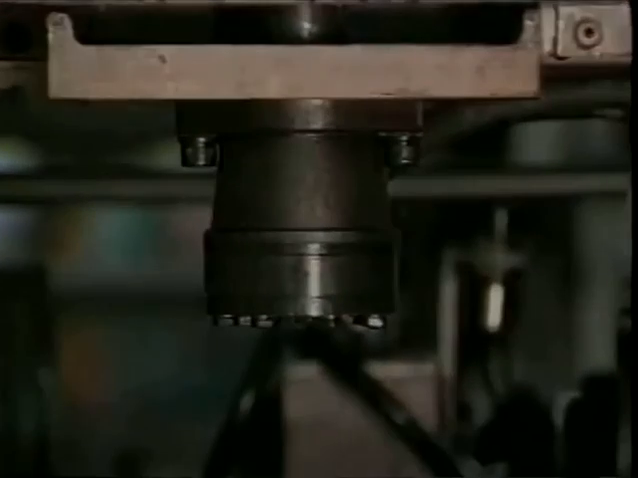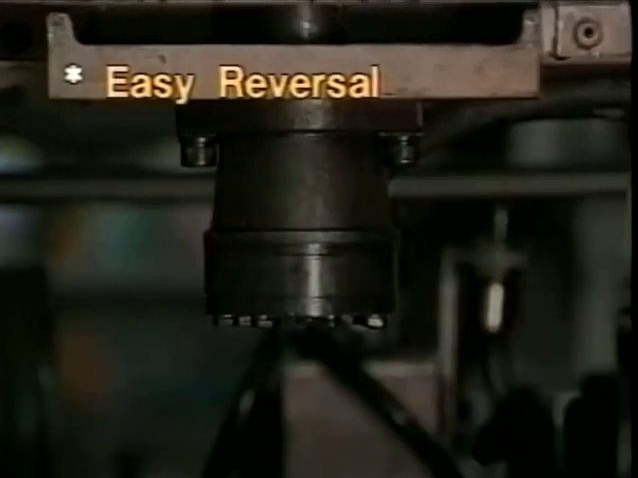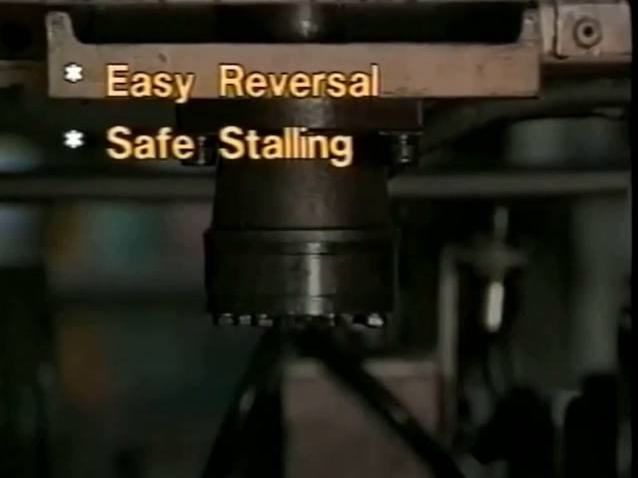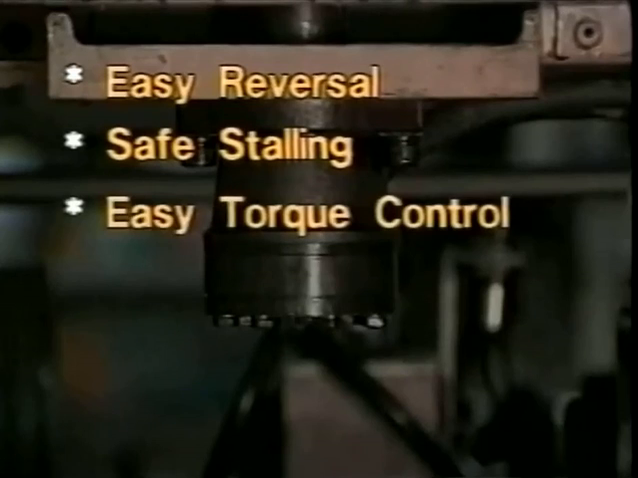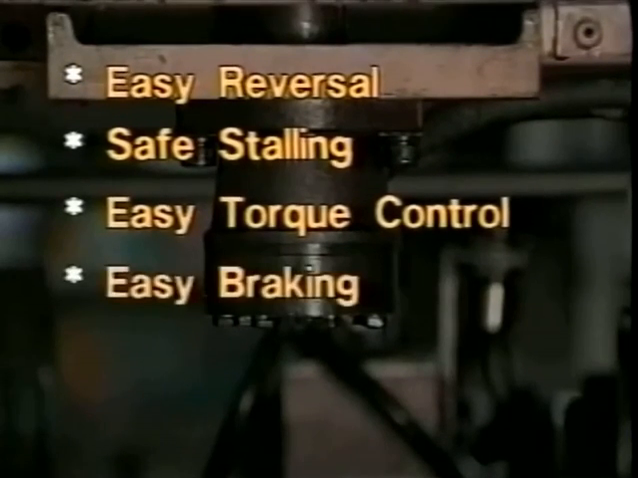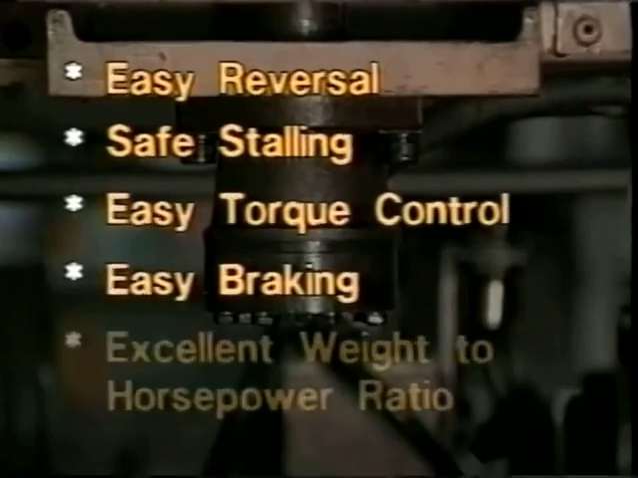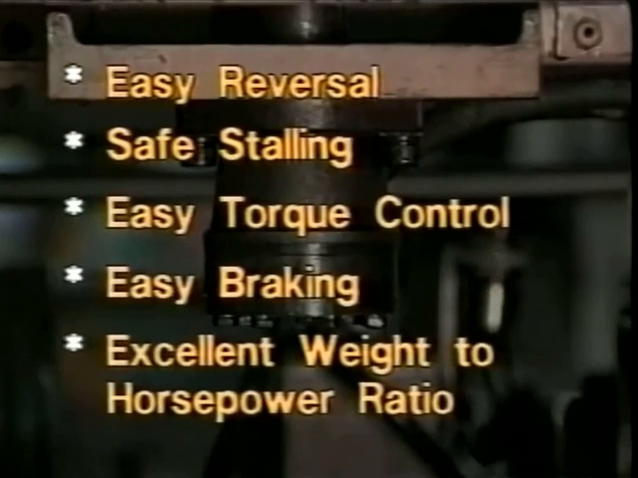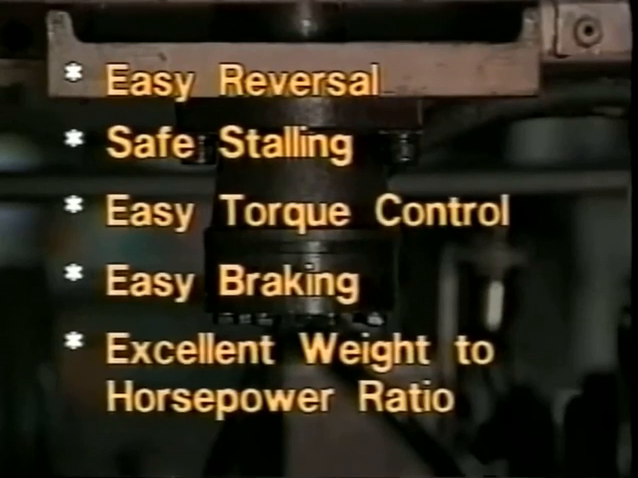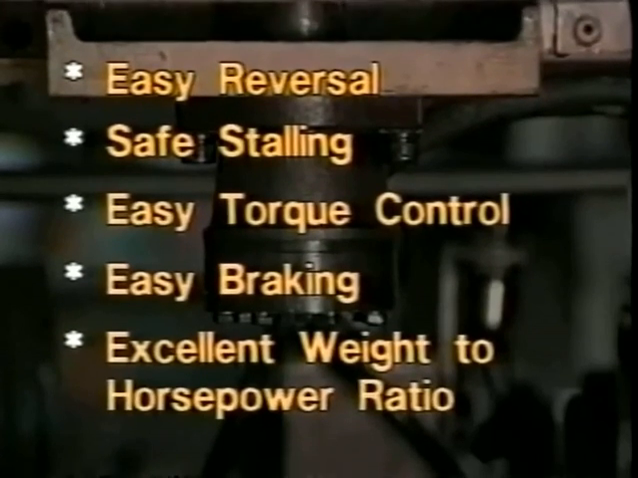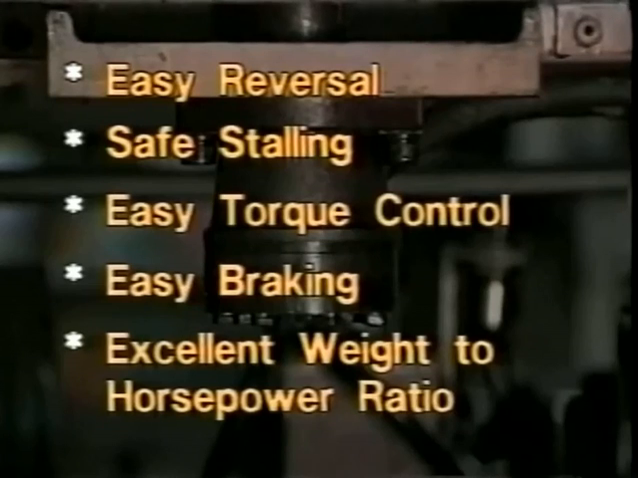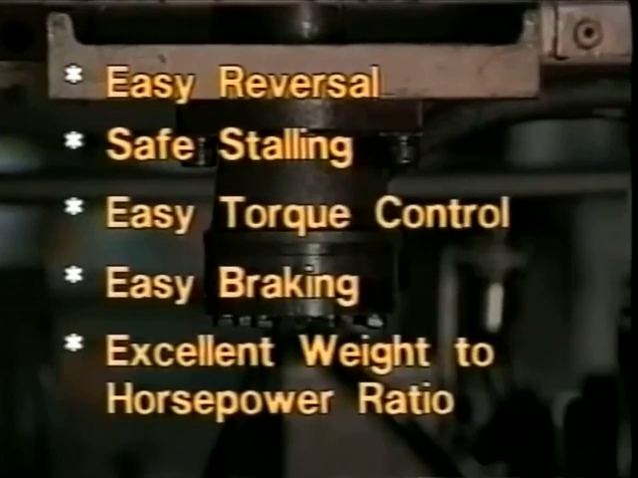These include easy reversal of the direction in which the motor rotates, an ability to stall without damage for extended periods, easy torque control throughout the range of the motor's operating speed, easy dynamic braking, and a weight-to-horsepower ratio that greatly favors hydraulics. Typically, a 100 horsepower hydraulic motor will weigh about 50 pounds, while a 100 horsepower electric motor can weigh half a ton.